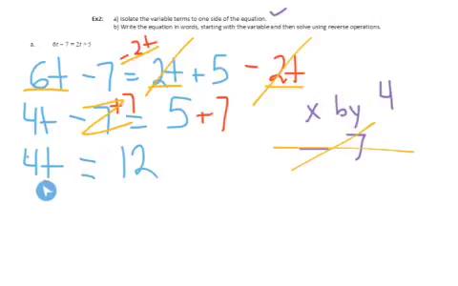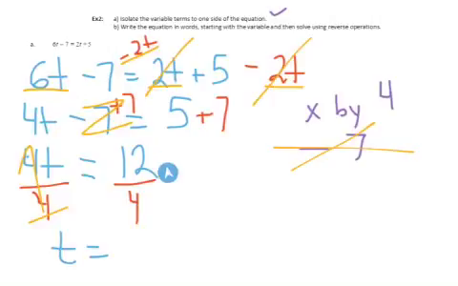My last step for isolating t is to get rid of this multiply by 4. So the opposite of multiplying by 4 is dividing by 4. Let's go ahead and divide by 4 on both sides of the equation. Here we have 4 divided by 4. That's just 1. So we have 1t, which is just t, equals 12 divided by 4 is 3. And there's our solution.